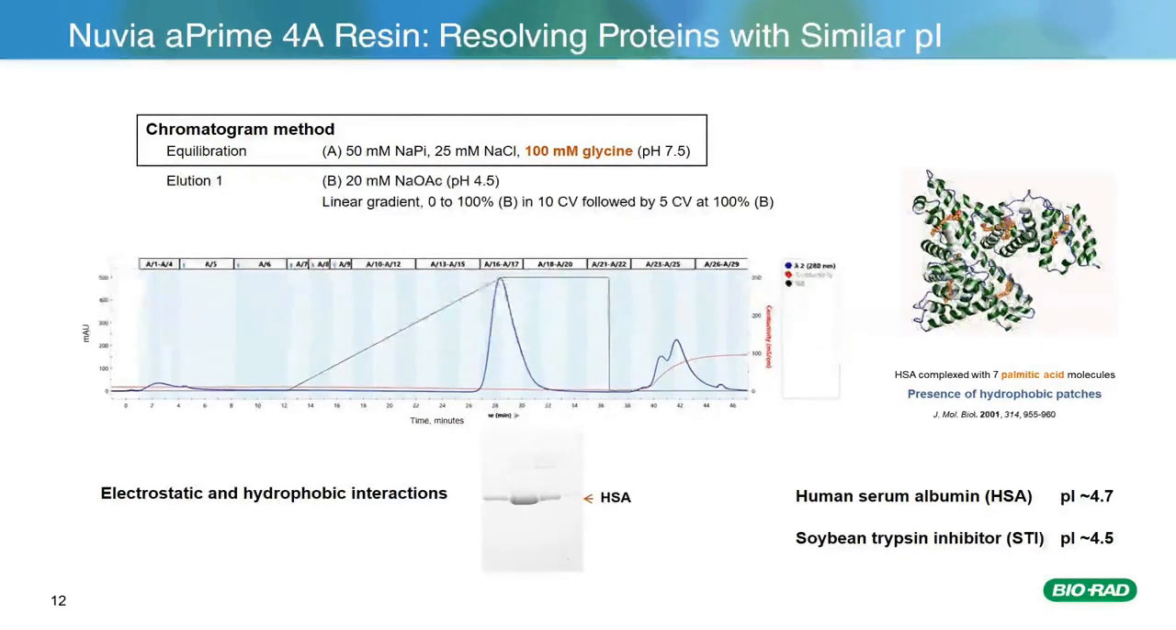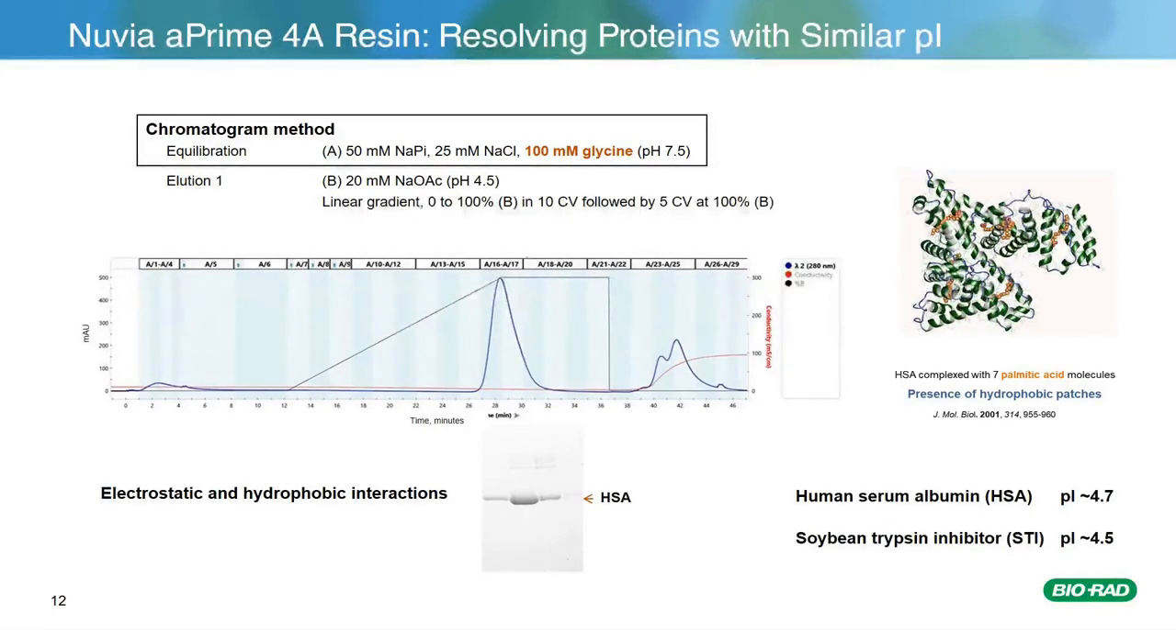When we apply a gradient between buffer A and buffer B to the column, only HSA was eluted. Buffer B doesn't have any sodium chloride or glycine, and its pH is 4.5. During the course of the gradient, the negative charges on HSA were neutralized by the acidic buffer. This minimized the electrostatic interactions between the protein molecules and the resin. At the end of the gradient, glycine was eliminated from the system too. There's no more hydrophobic interaction.